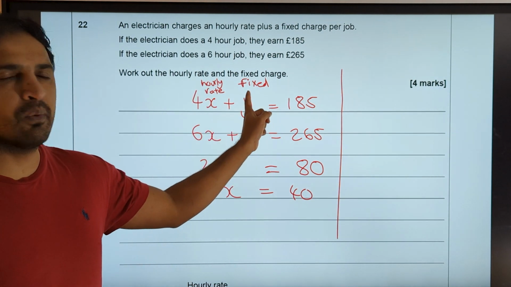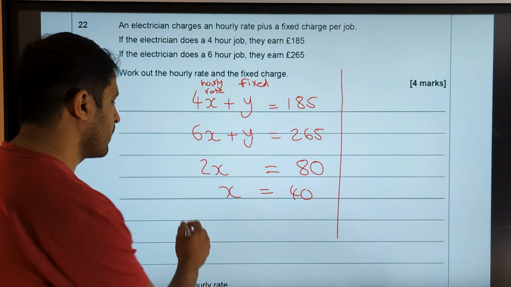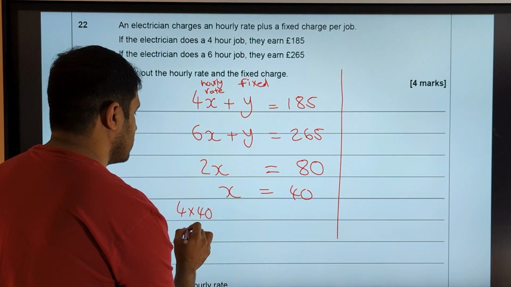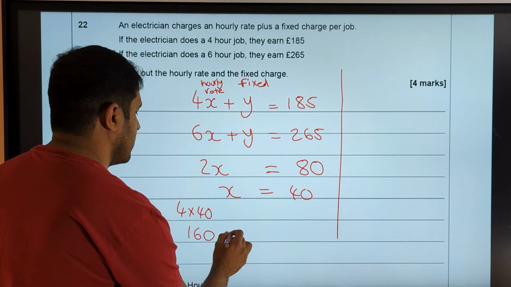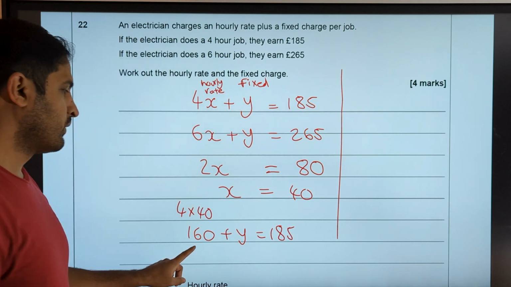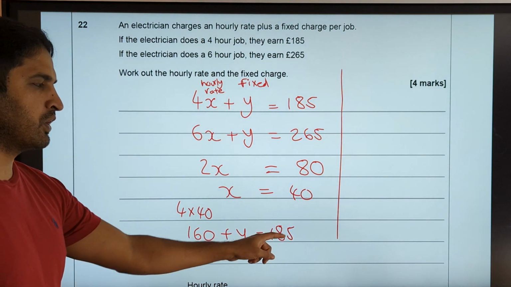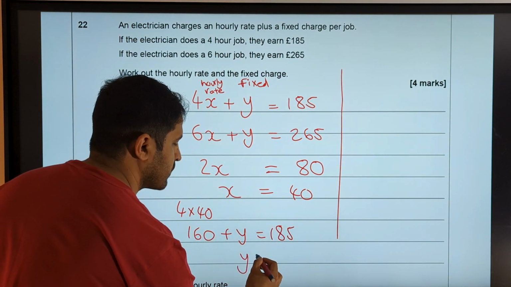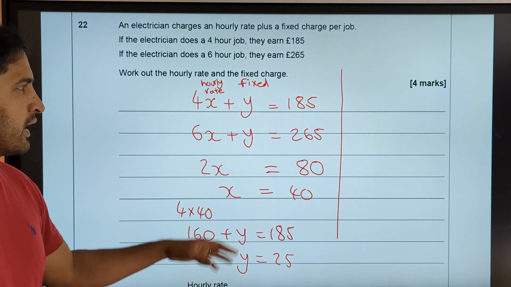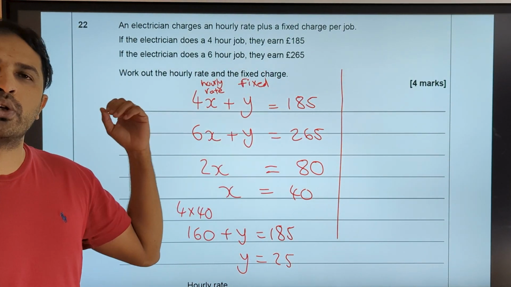So if we want to work out what the fixed rate is, we're doing 4 times 40, which gives you 160. 160 plus y gives you 185. So 160 plus what gives you 185? That gives you the fixed rate, which is 25. So that's one way of looking at it. You could also have done it without introducing x and y.